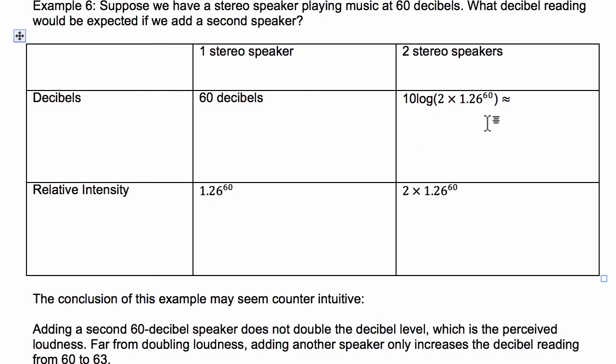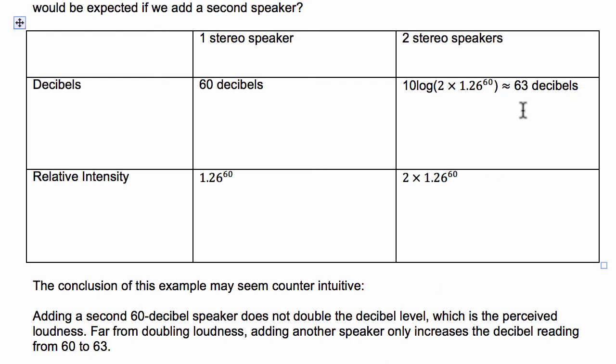Now I will put all of this into my calculator. You need to make sure your parentheses are in the correct place. Otherwise, you risk taking 10 times the log of 2 and then multiplying that quantity by 1.26 to the 60. Instead, input into your calculator 10 log parentheses 2 times 1.26 to the 60th power end parentheses. The result is approximately 63 decibels.